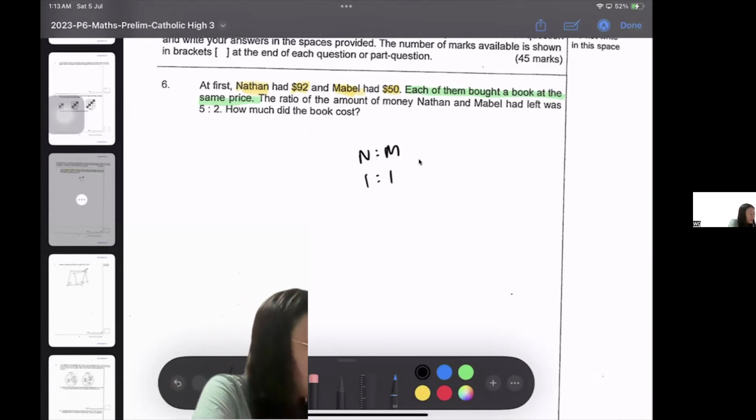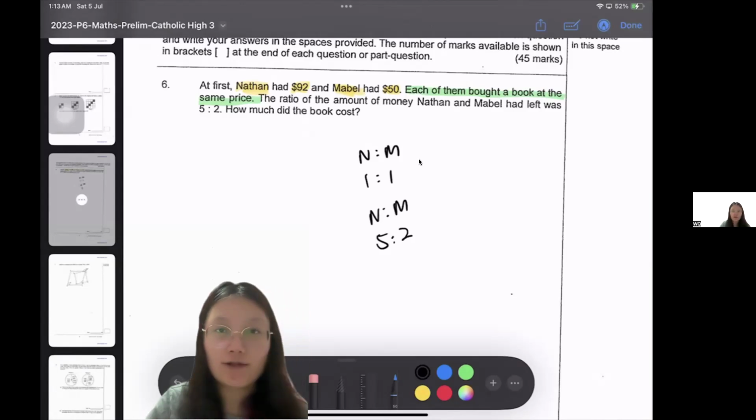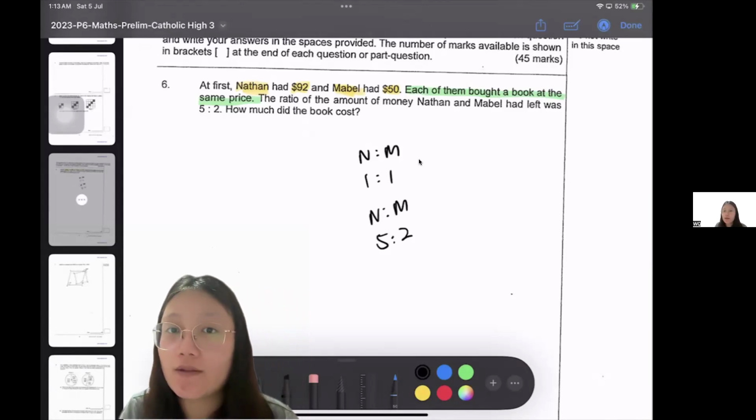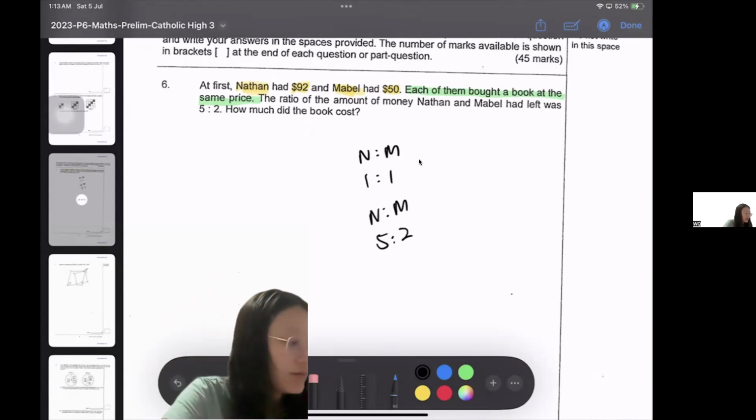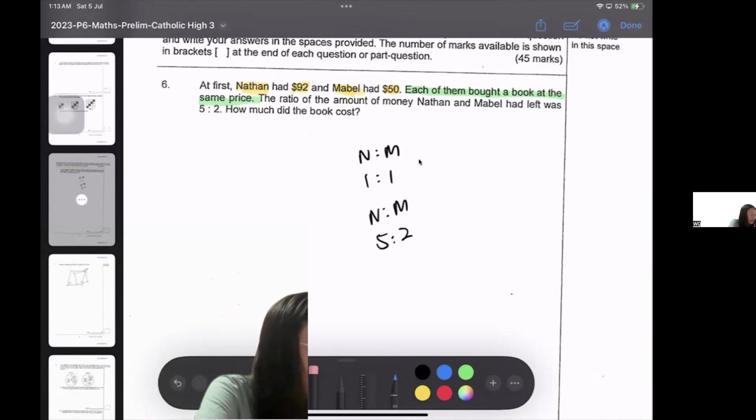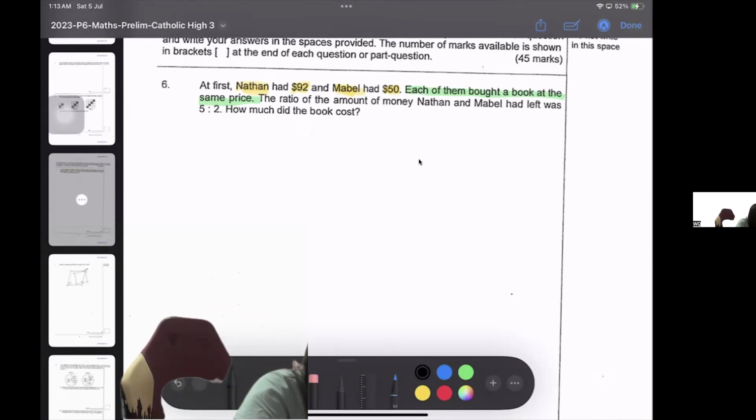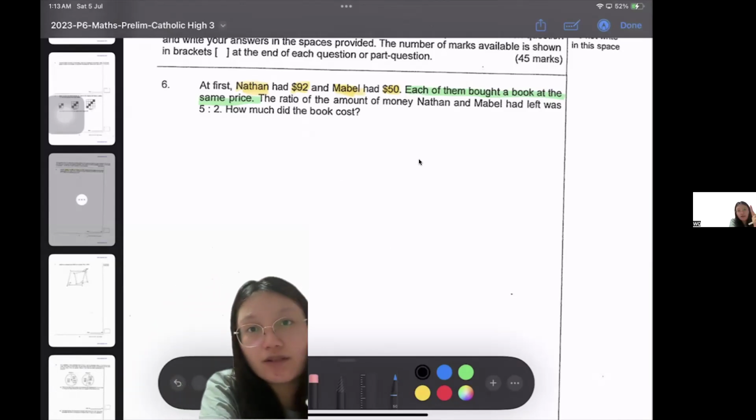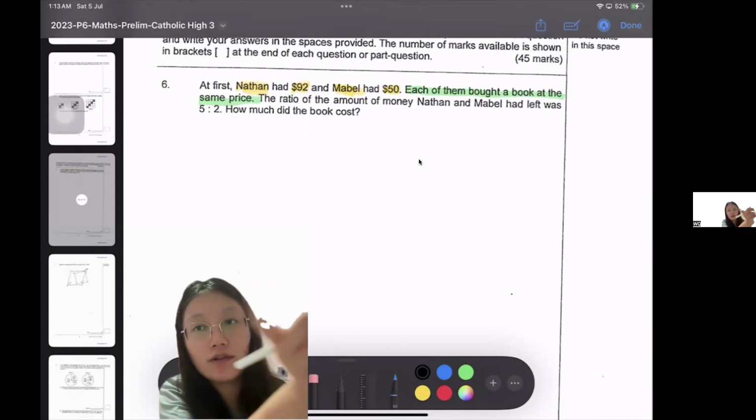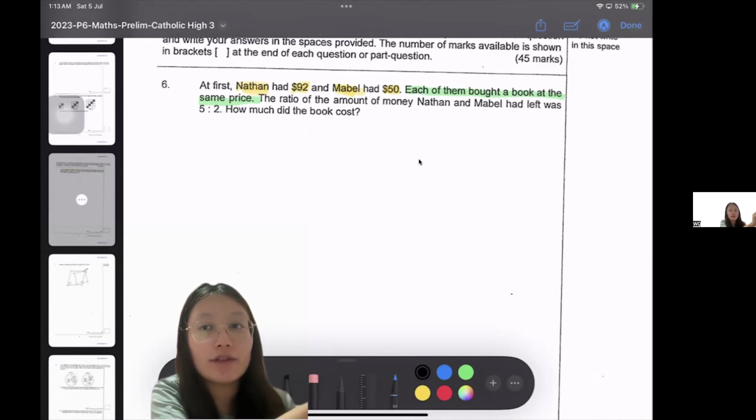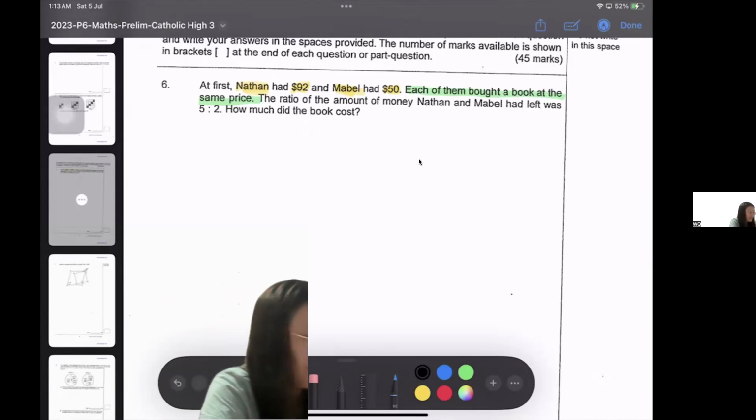So over here you already have two ratios. So when you have two ratios, what you need to think about is this thing called equivalent ratios. Okay, equivalent ratios. So when you have two ratios, think about equivalent ratios. Let's try to use that to solve this question. So don't look at the numbers first, the $92 and $50. Don't look at that first. That is for you to solve after you have the equivalent ratio.